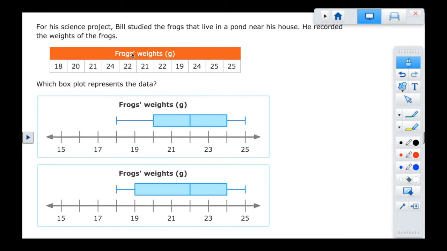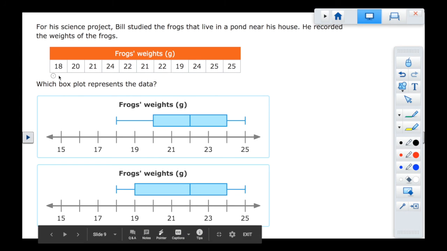For his science project, Bill studied frogs that live in a pond near his house. He recorded the weights of the frogs. Again, here's your data set. Let's put them in order.